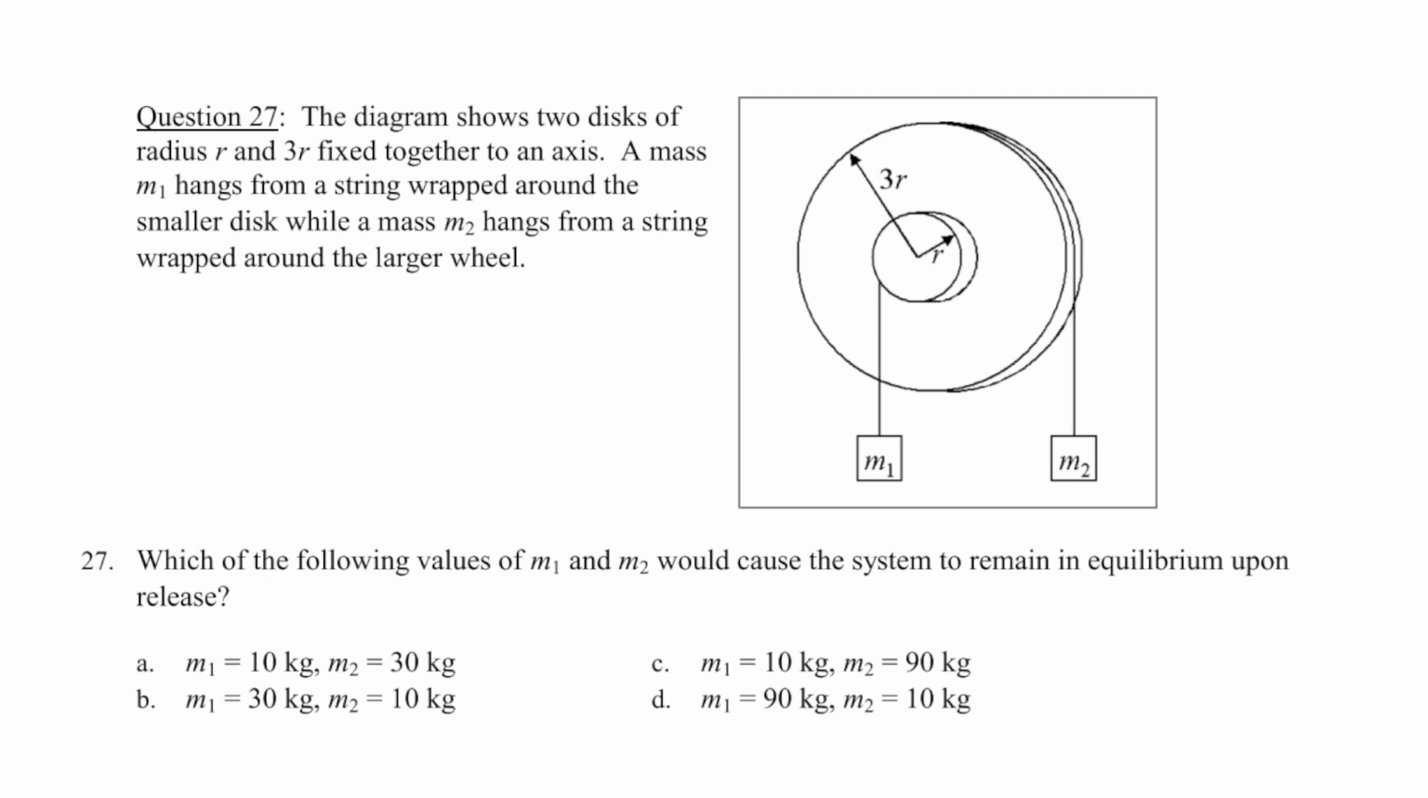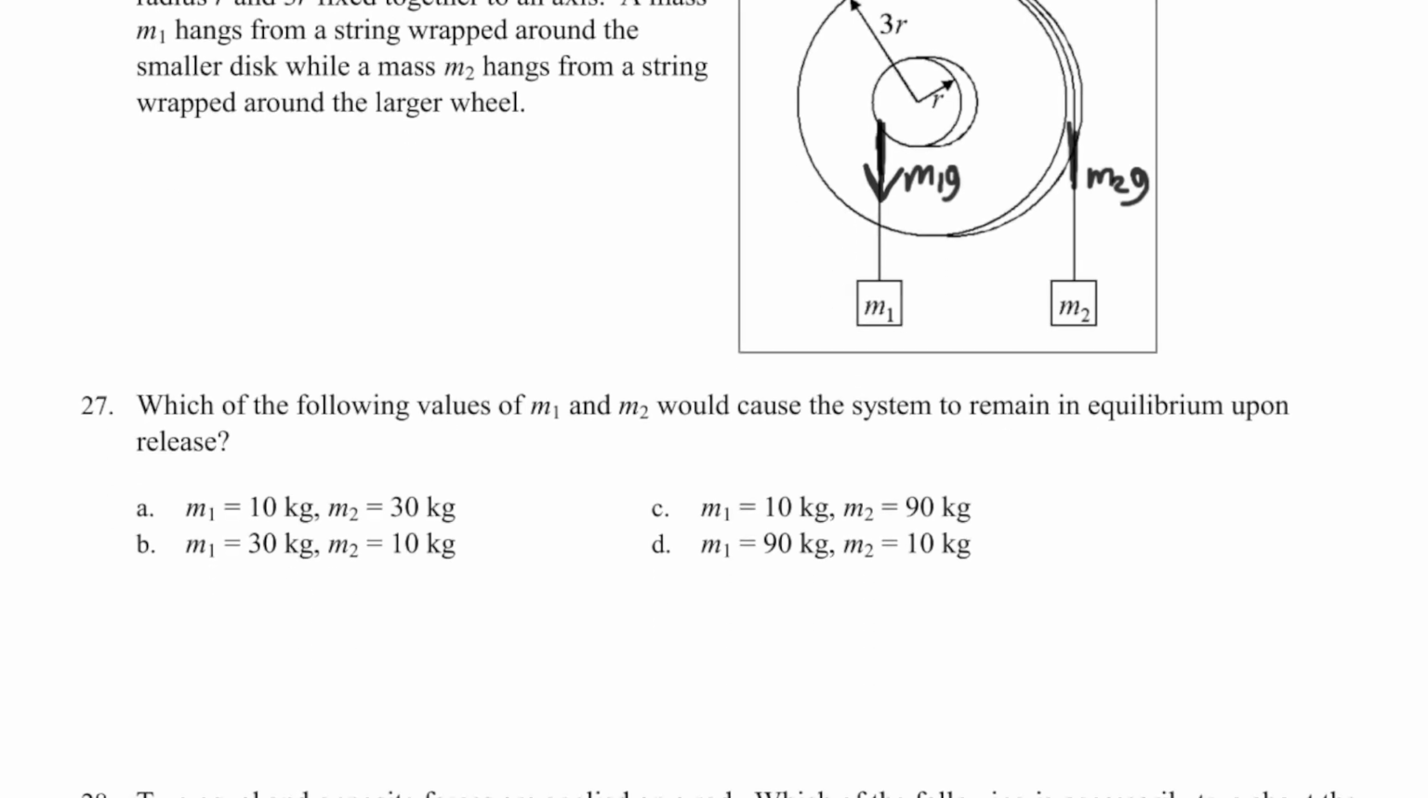The diagram shows two disks of radius r and 3r fixed together to an axis. A mass m1 hangs from a string wrapped around the smaller disk, where m2 hangs from a string wrapped around the larger wheel. Which of the following values causes an equilibrium? Well, it's in equilibrium, so we know that the tensions have to be equal to the weight. So the mg's are equal to the tensions. So there's going to be a tension of m1g applied at the rim r, and a tension of m2g applied at a radius of 3r.